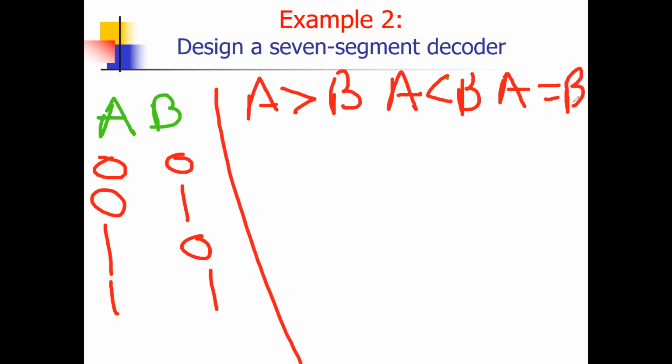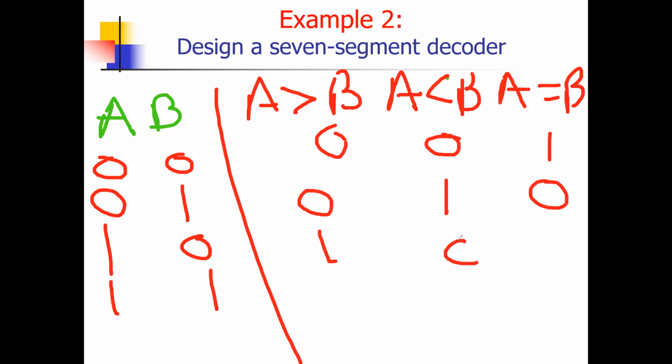Now 0, 0. So A and B are equal, greater than or less than? Equal. Means this will be 1, the others will be 0. Now 0 and 1. A is less than B. So that's it. How many outputs came up? 3 came up. Then draw the circuit. That's it. Clear? This is called 1-bit magnitude comparison.